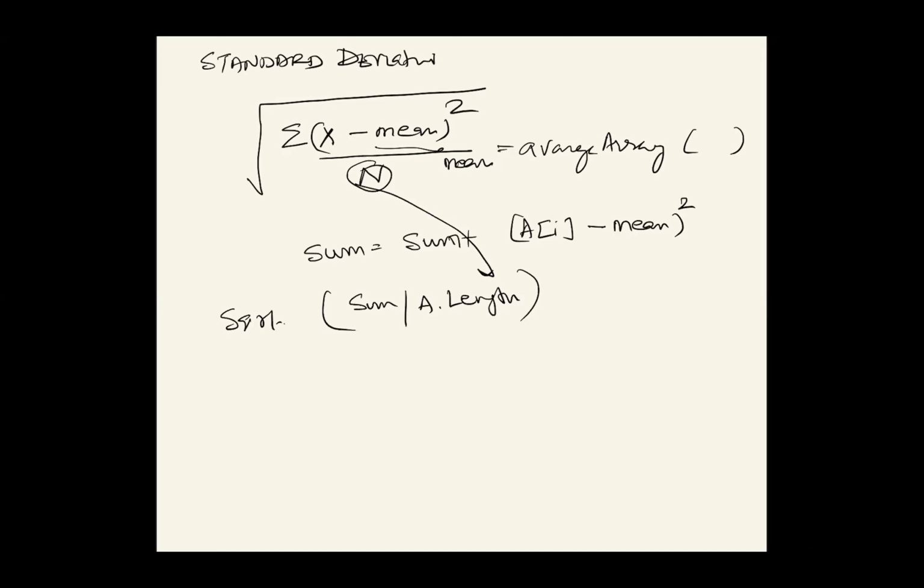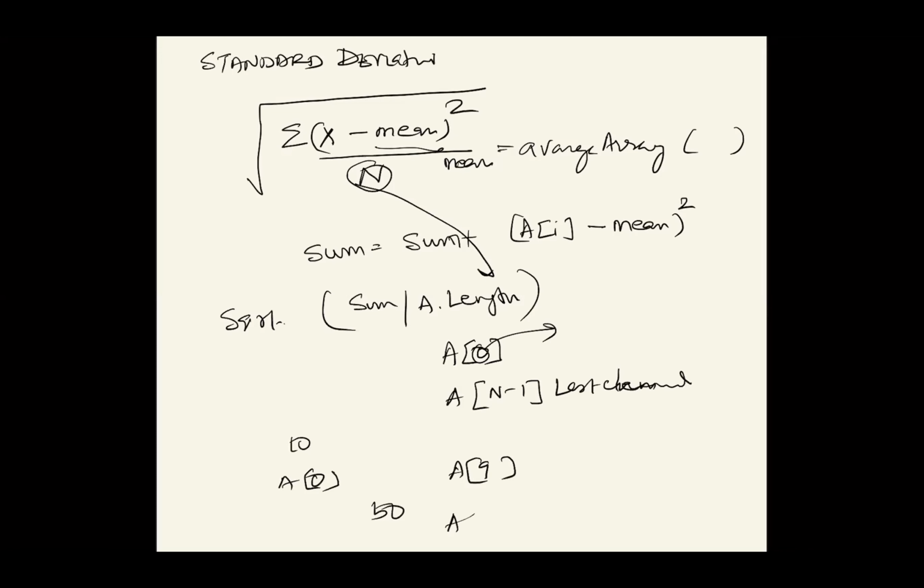So a few things to know if you want to access an element in an array. A[0] is the first element, and assuming the size is n, n minus 1 is the last element. Assuming you have 10 values, the first element is 0 and the last element is 9. Assuming you have 50 values, the first element is 0 and the last element is 49. So 0 to 49 is 50 values.